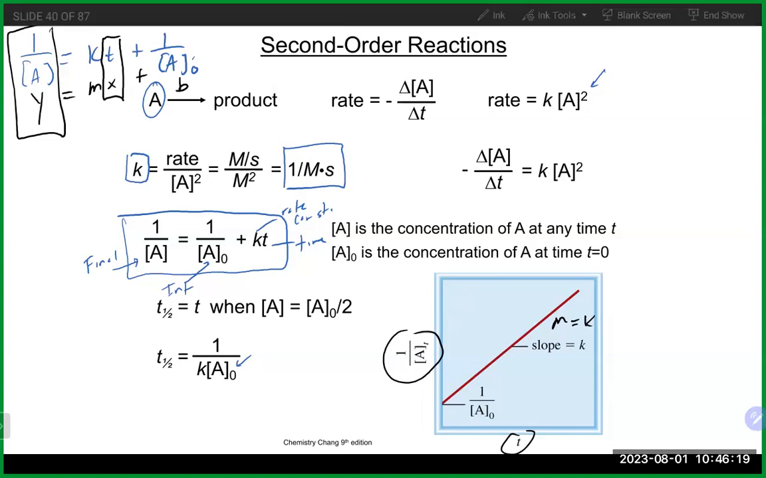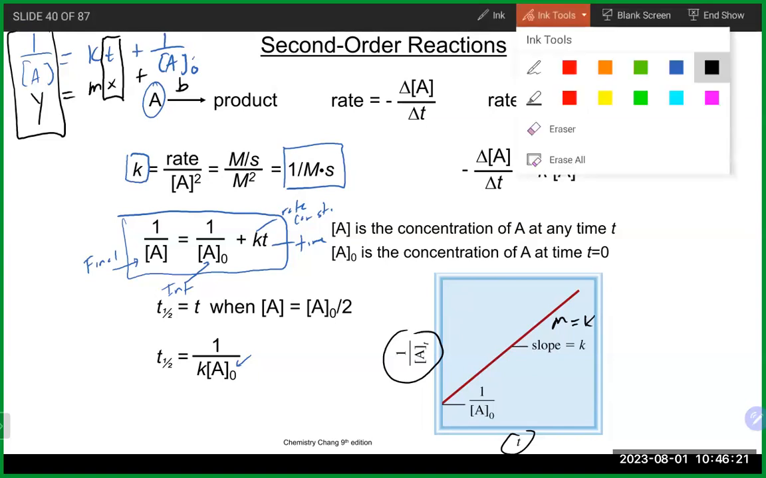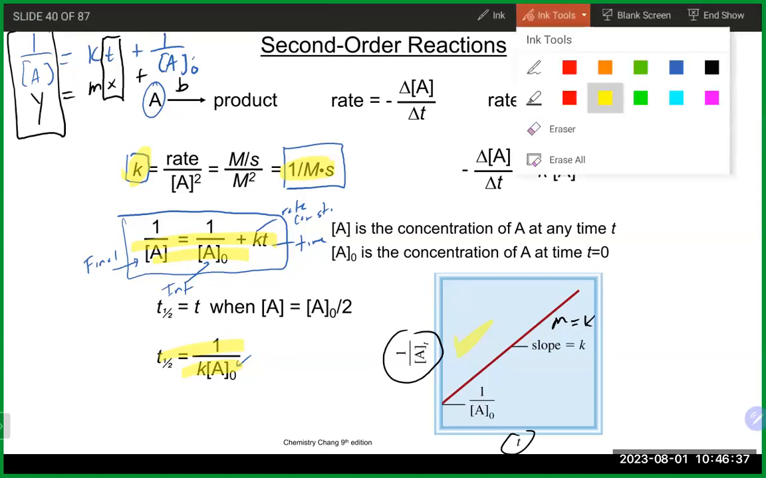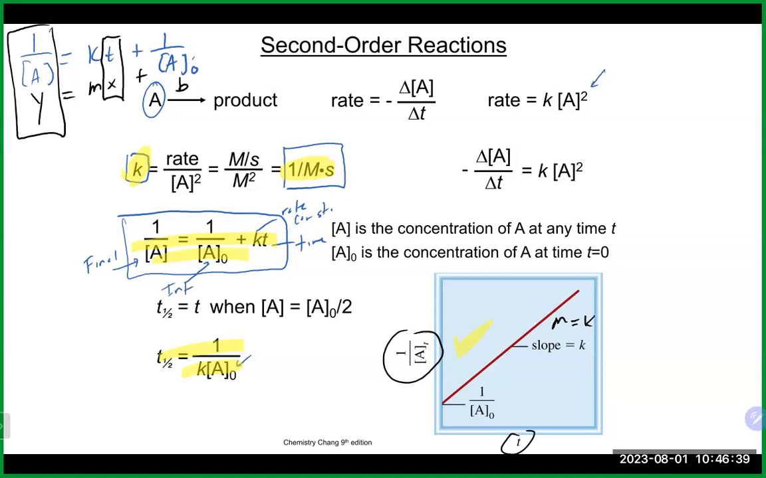So much like first order, there's a few things that are really important to remember for second order: the units associated with K, the integrated rate law, the half-life equation, and again, the typical graph that you see. For first order, our second order reaction will give you this positive sloping line. And you can see it's obviously different than what you see for first order, which is heading in the opposite direction, kind of going down with time.